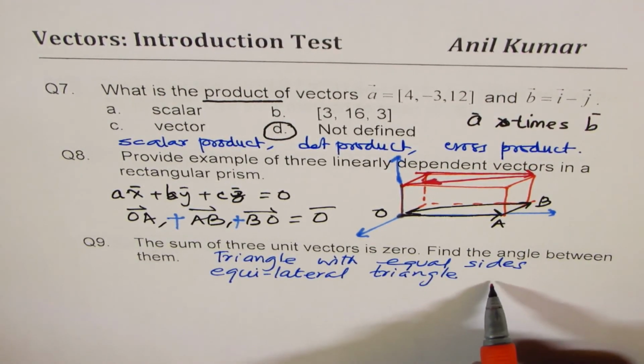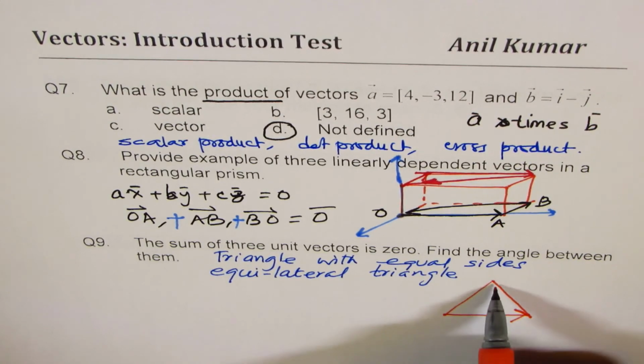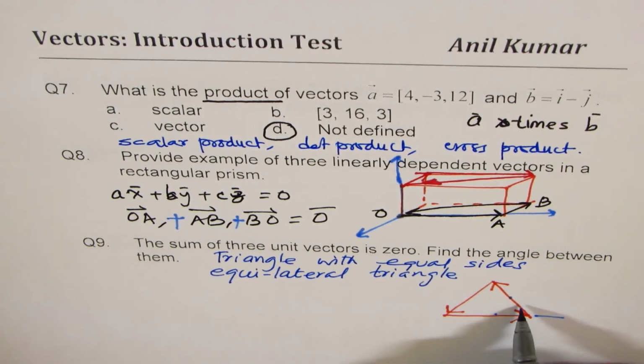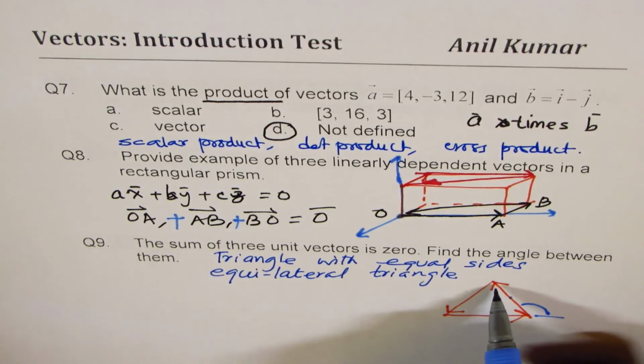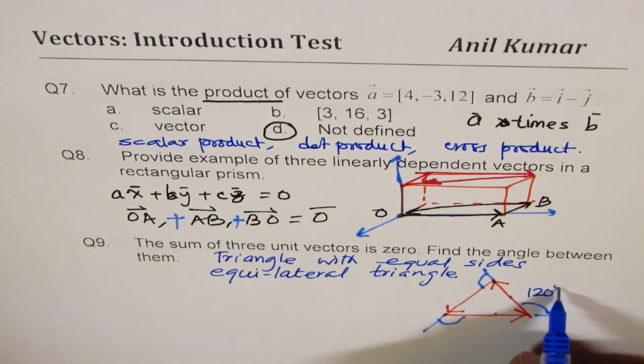Now the tricky part here is, what is the angle between these vectors which form an equilateral triangle? The sum is 0 in an equilateral triangle. So what is the angle between these 2 vectors? The angle is measured when you place them tail to tail. So this is the angle we are talking about. Similarly here, this is the angle, and in this case, that is the angle. And now you know this angle is 120 degrees.